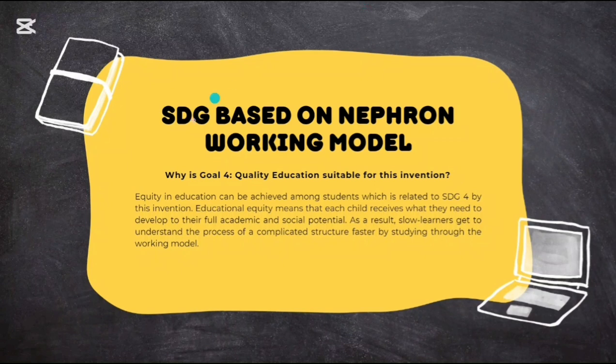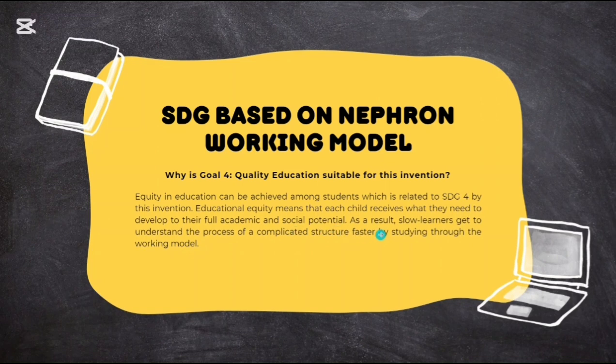Well, now we'll be talking about the SDG based on the nephron working model. Why is Goal 4, Quality Education, suitable for this invention? Equity in education can be achieved among students, which is related to SDG 4 by this invention. Educational equity means that each child receives what they need to develop to their full academic and social potential.